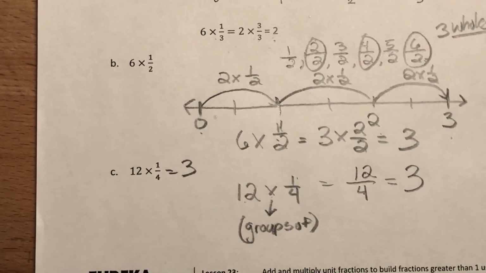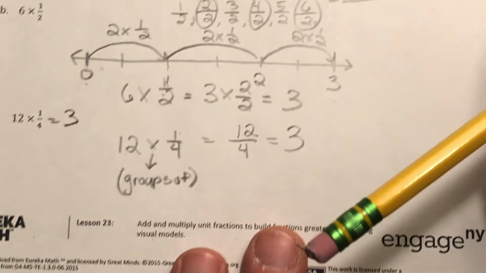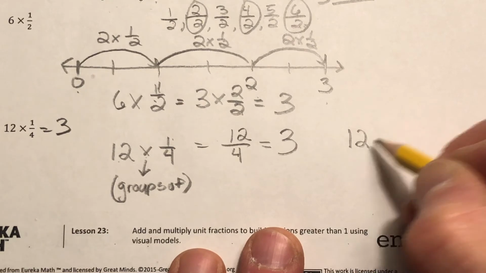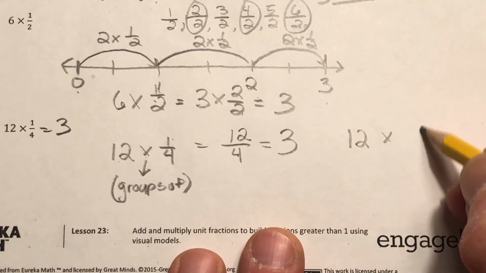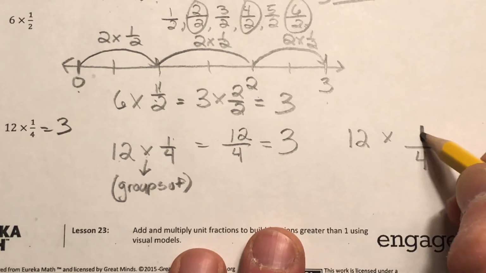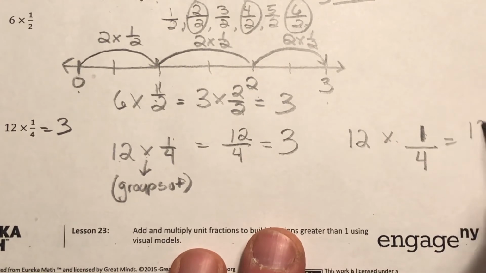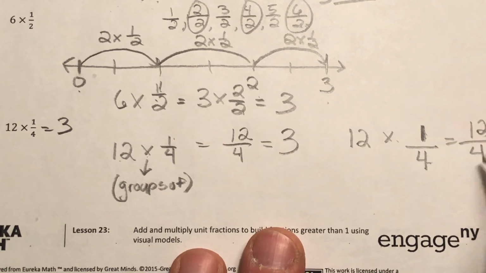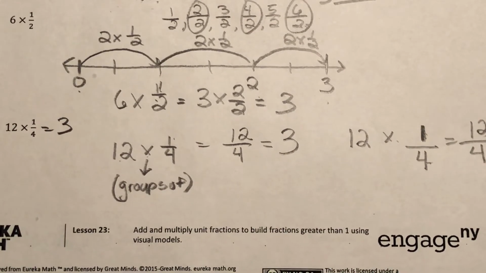Did you see how that worked? Okay? So essentially what I did here was take 12, and all I had to do was multiply that 12 by the numerator. Right? 12 times 1 equals 12, and then I'm dealing with fourths. That's all I have to do. Okay? Let's try this one.